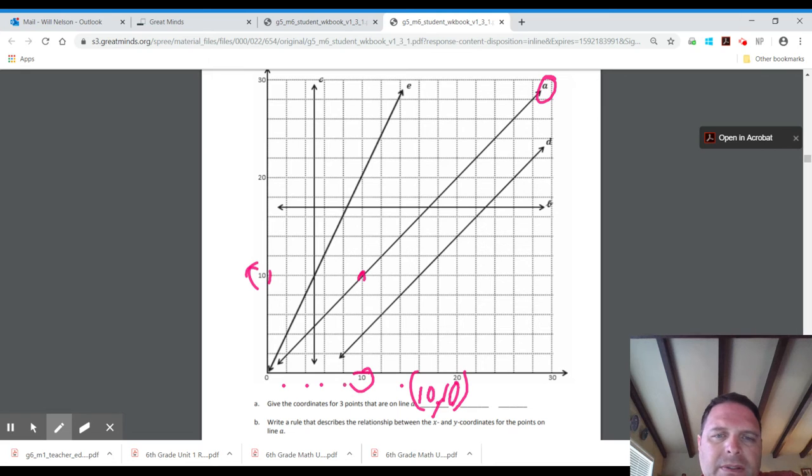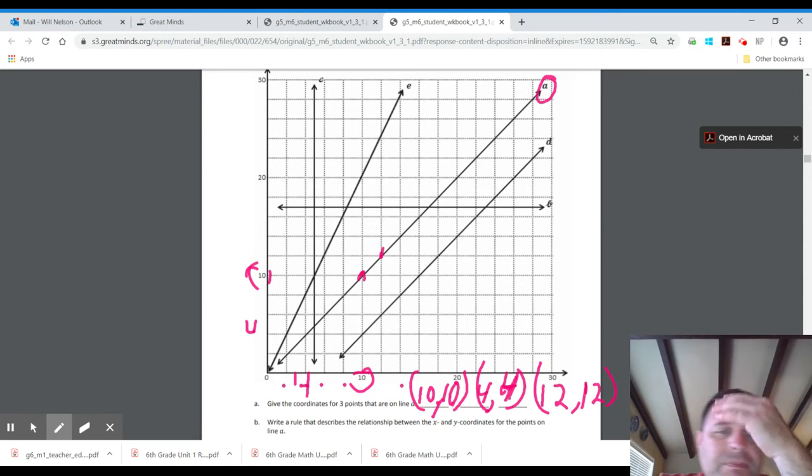Let's go up to another crossroads. I'm going to pick right here 4 and 4. So this would be 4, and this would be 4. This one's an easy one to do. So 4 and 4 would be another point, 4 for x and 4 for y. And then we'll pick one that's not as easy. Let's pick 12, and that's 12 and 12. I see a pattern here that each number is the same. So those are your 3 points: 10, 10; 4, 4; and 12, 12.